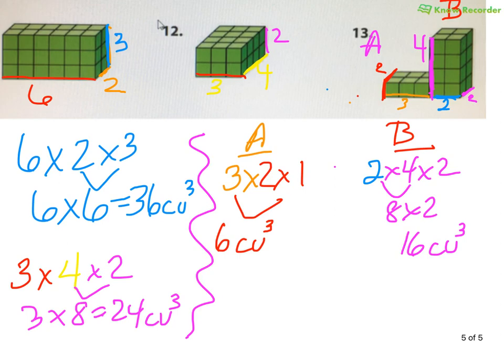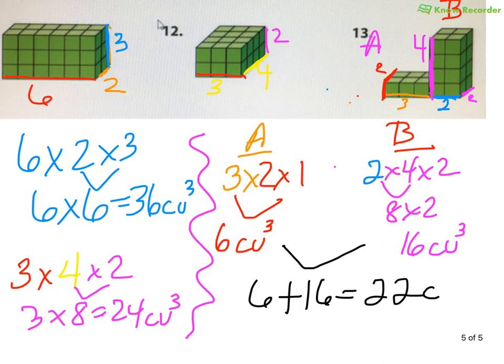Now, I'm not finished. I have two different units. I have a 6 and a 16. When we combine things, we add them. So 6 plus 16, good old 22 cubic units. All right? That is called combining volumes. We separated an irregular shape into two regular shapes, found the volume of both, and mashed them together.